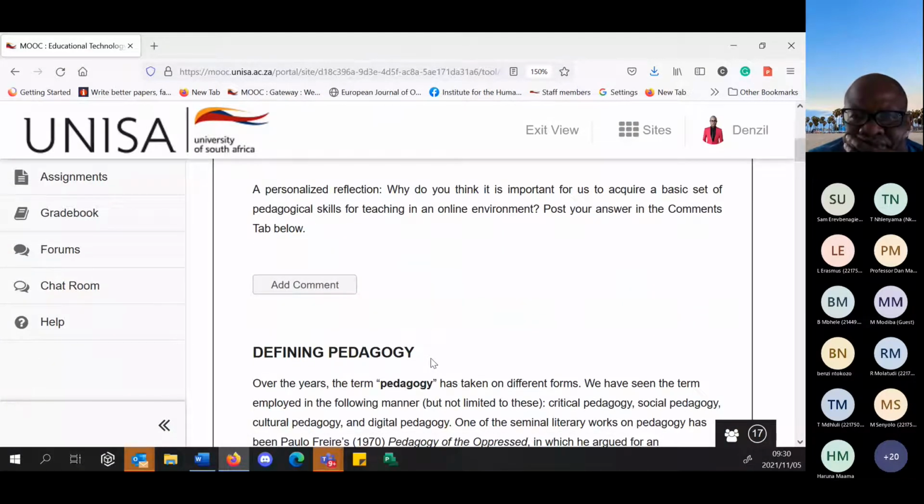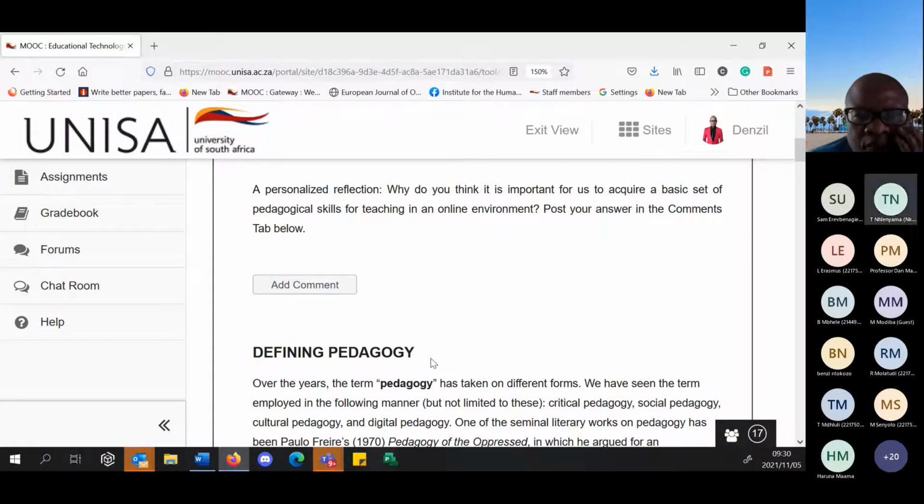And as I said, internationally, many universities actually require, and this is why it's important, the kind of qualification that you are pursuing as part of this postgraduate. Many international universities actually require this as part of your application process. So let's look at defining pedagogy.